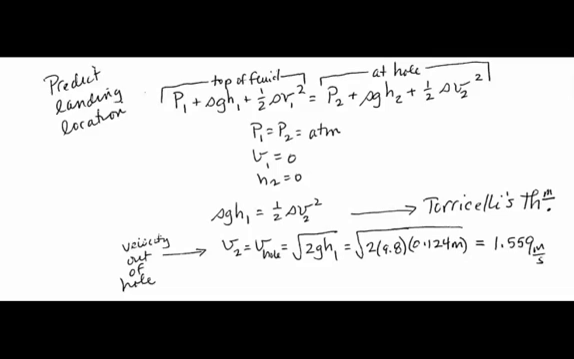We assume for this problem that the pressures at the top of the fluid and at the hole are the same. They're equal to atmospheric pressure. And we also assume that the velocity at the top of the column is 0. When we do that, we end up with Torricelli's theorem, where the velocity is really the same as the velocity of a solid object that you might drop from a height equal to the height of the top of the fluid. So when you do all that, you're able to come up with a velocity for the fluid exiting the bottle of about 1.6 meters per second.